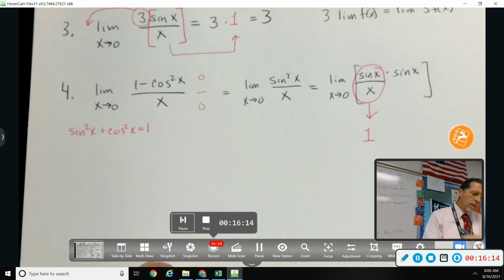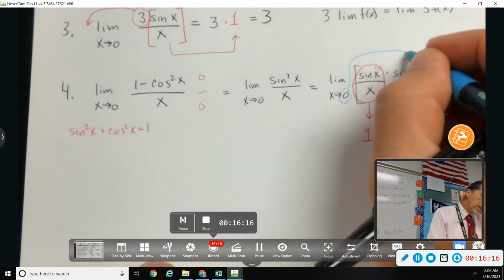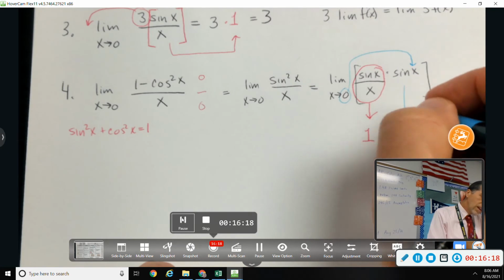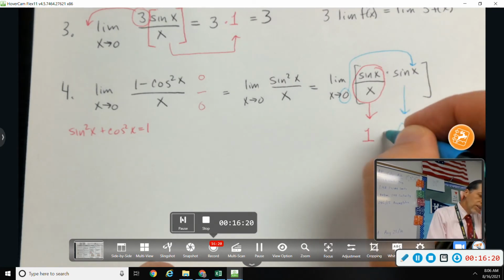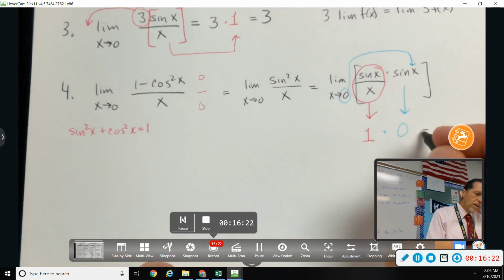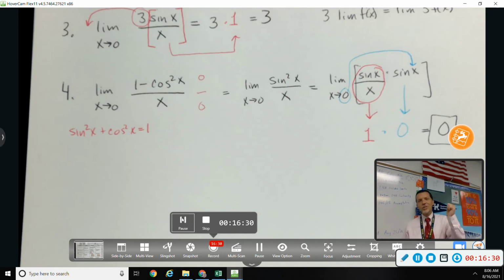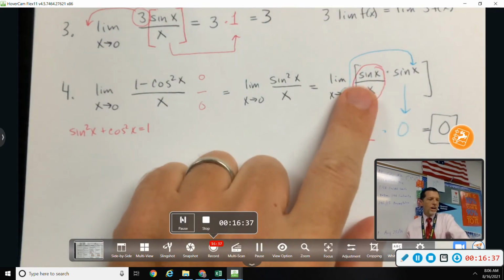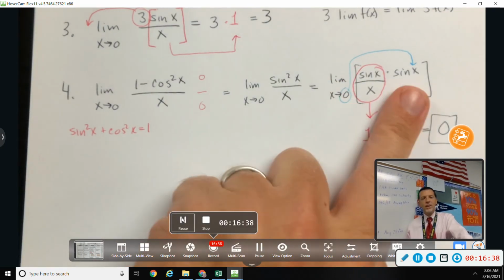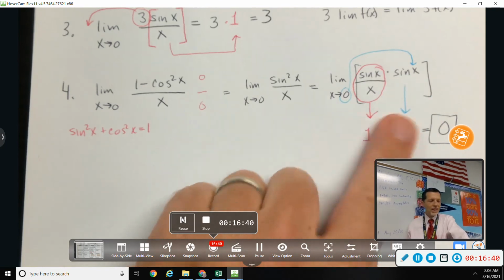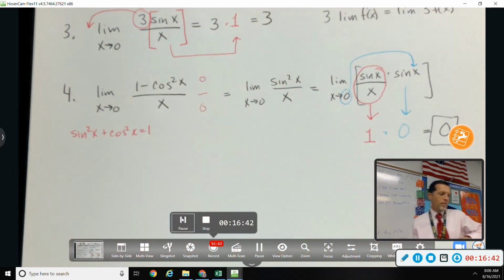We can do substitution on the other piece. Sine of 0 is 0. And so 1 times 0 is 0. So that was kind of a sneaky one. It used algebra. It used a trig property. It used this new special trig limit, and it used some substitution. So that short little problem used like 4 different things in it.